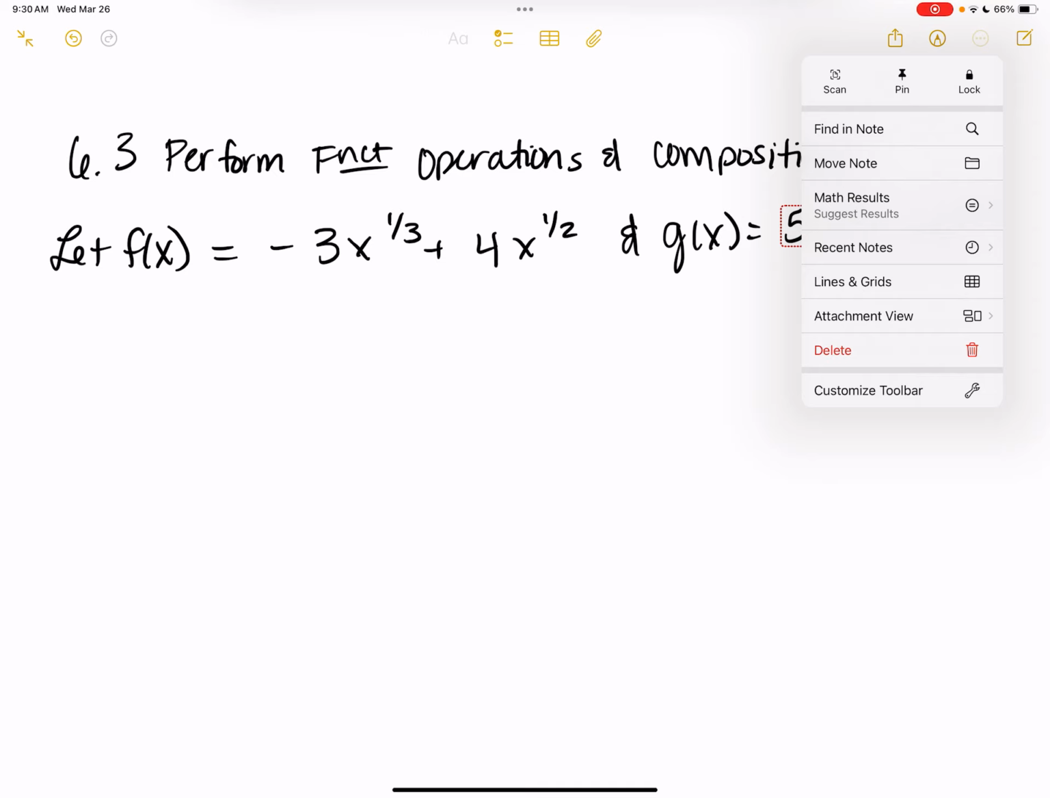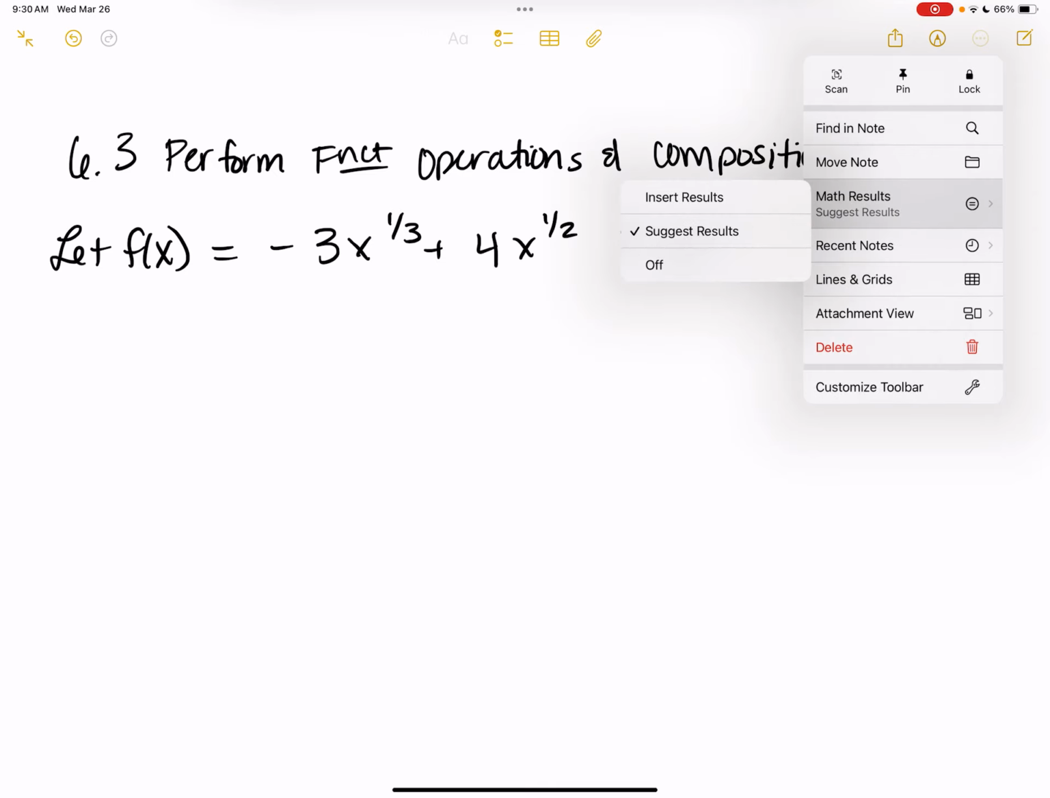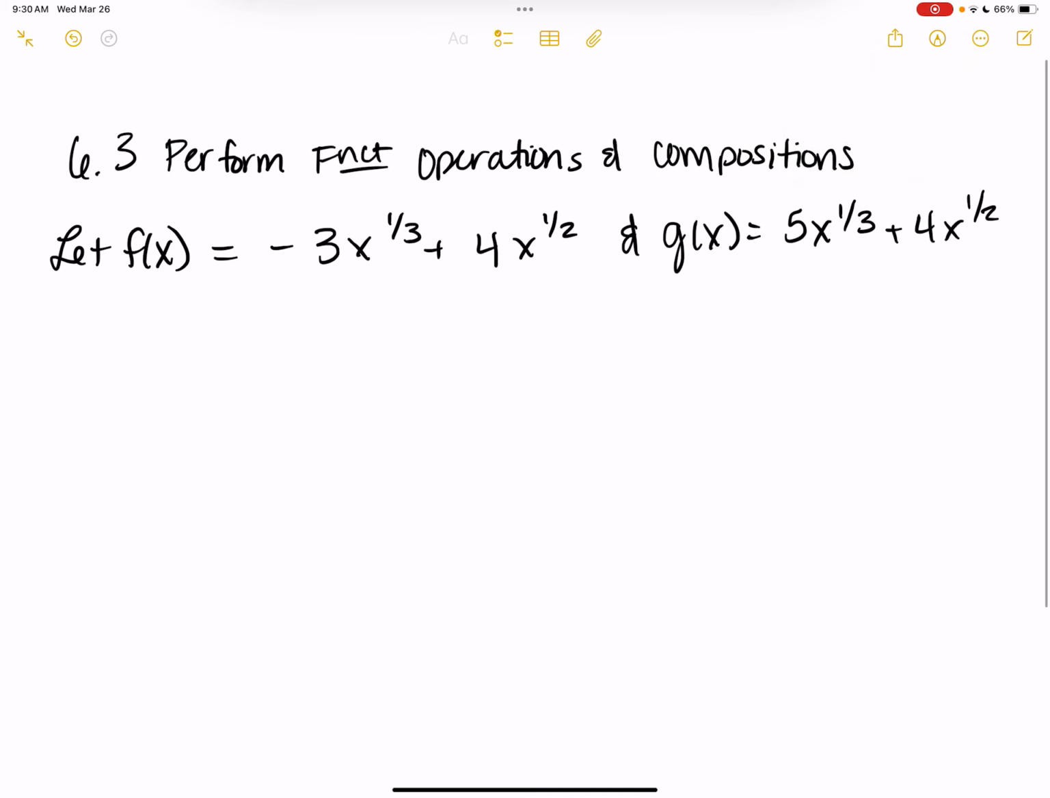Remember when we got this section good? Perform the indicated operation and state the domain. We're not doing the domain part.